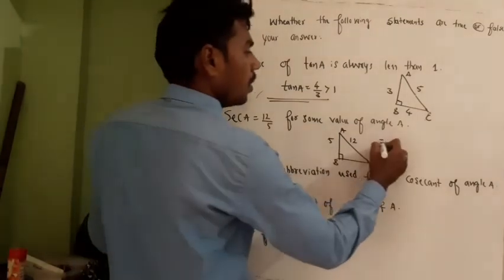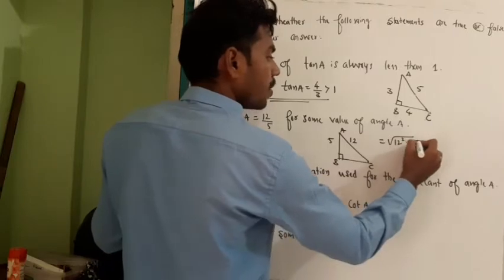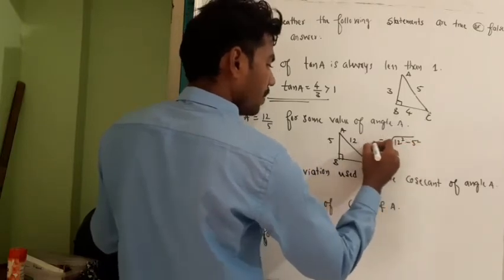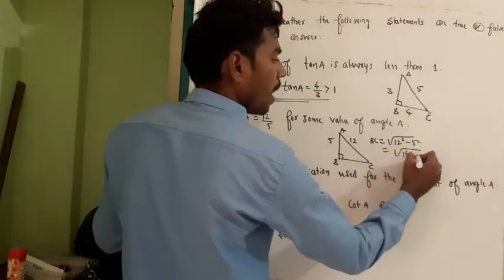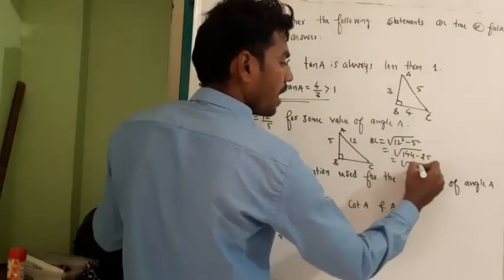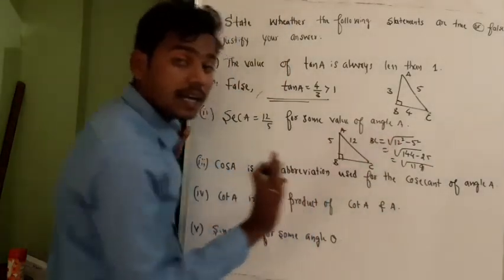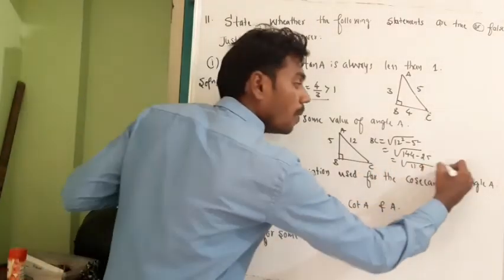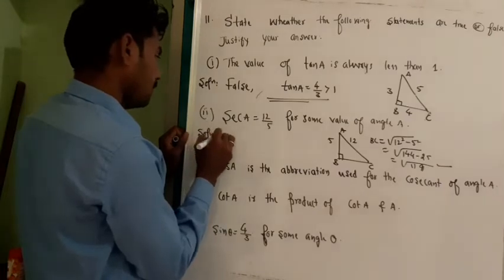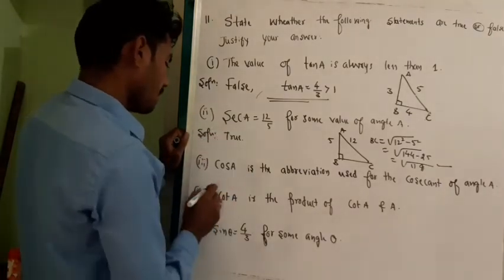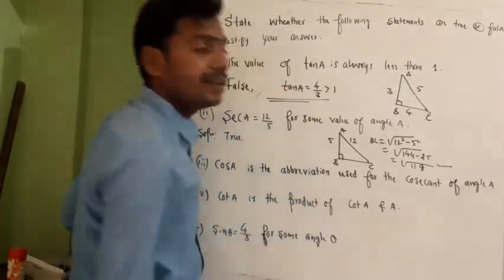now, root of 12 square minus 5 square. So BC will be root of 12 square minus 5 square, that is 144 minus 25, which is 119. Such a right angle triangle is possible, and it obeys the Pythagoras theorem, so the statement is true. Answer is true.